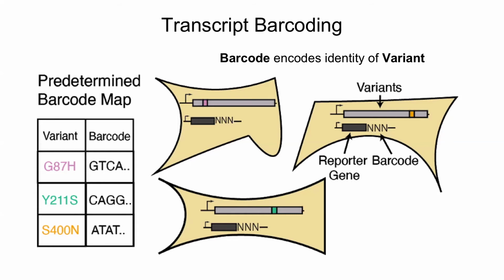And then you have your entire library. You lyse it and you prepare the library for RNA-seq and look at the relative expression levels of each barcode. And that is where you correlate to your variant function.